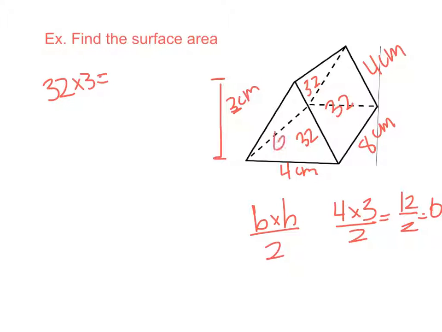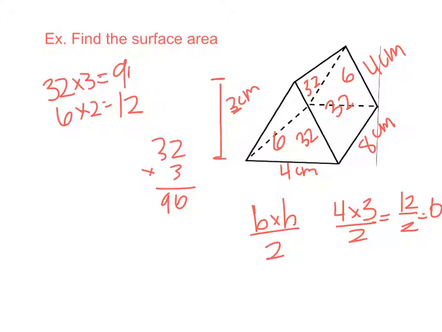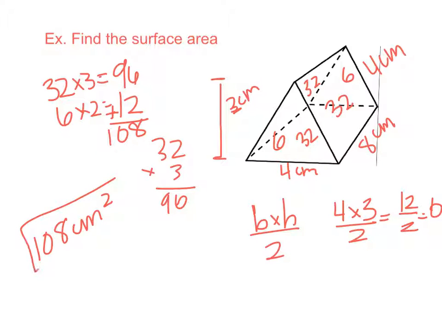So this triangle is 6 and this back triangle is 6. So I have 6 times 2, which gives me 12. 32 times 3 is 96. Add them together, and you have 108 centimeters squared.